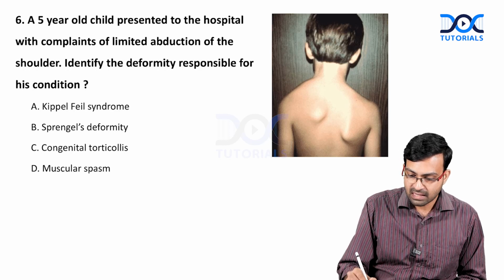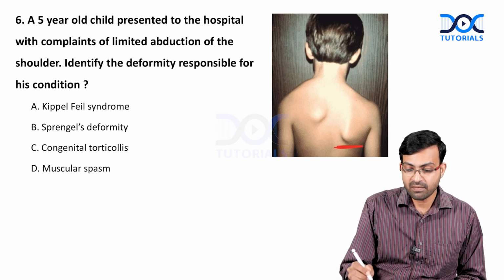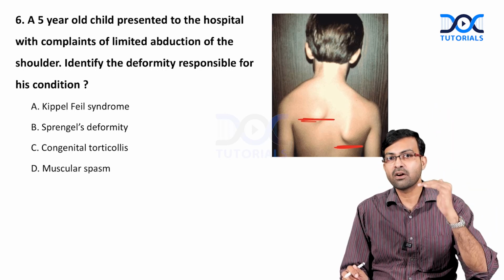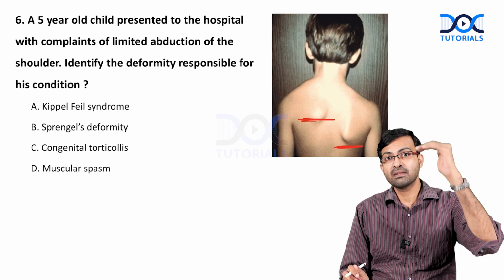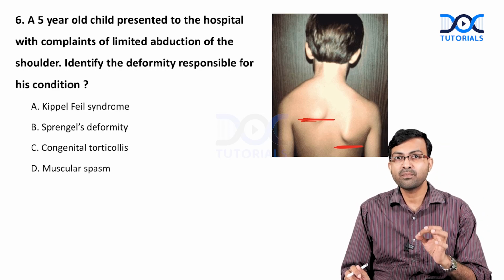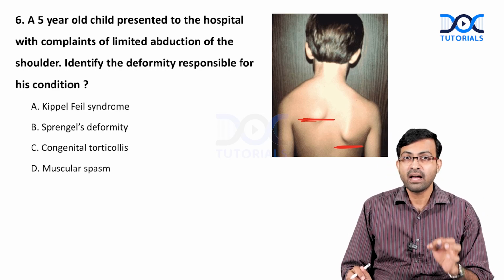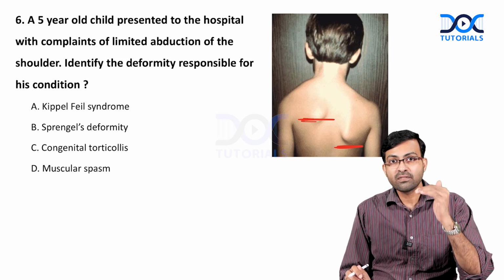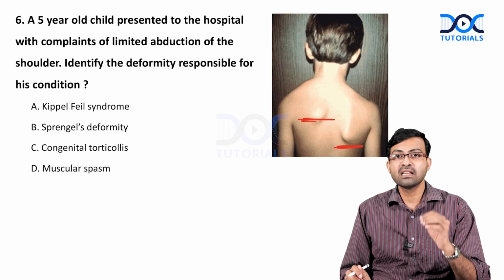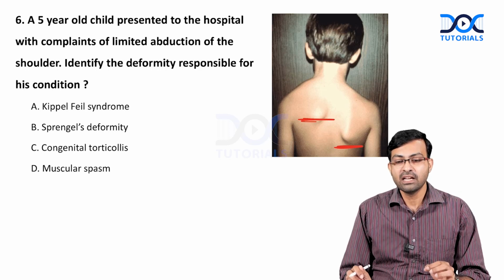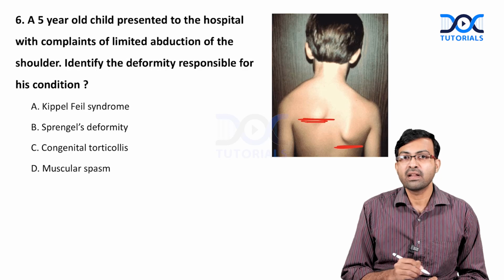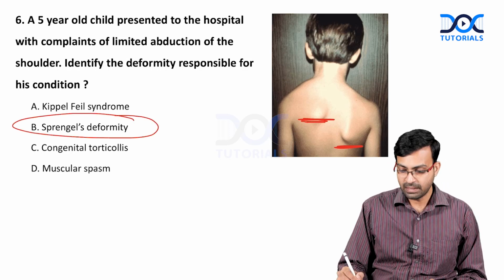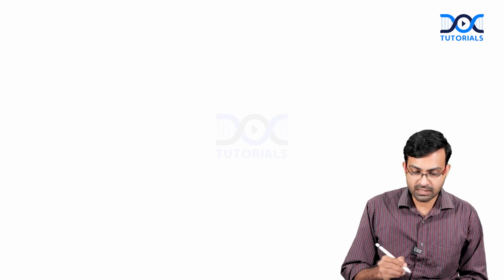You can see that here the scapula is at a normal level. What has happened here? The scapula is high riding, isn't it? It is not at its normal level. It is placed at a higher level. Why does this happen? This happens because of failure of descent of scapula. The normal descent of the scapula during embryogenesis does not take place properly, resulting in a high riding scapula. This is what is called Sprengel's deformity. I'll show you how this occurs.